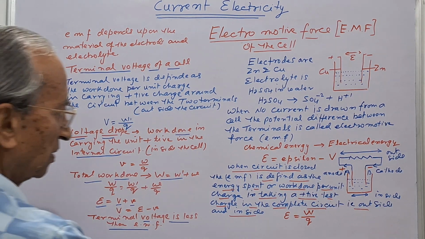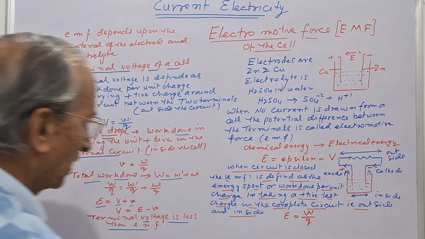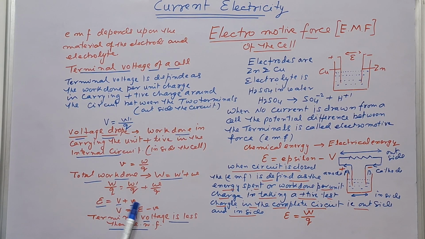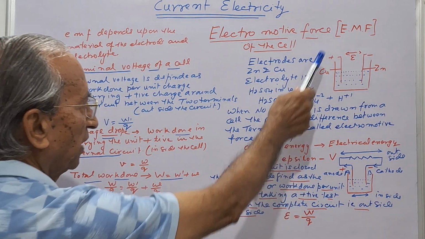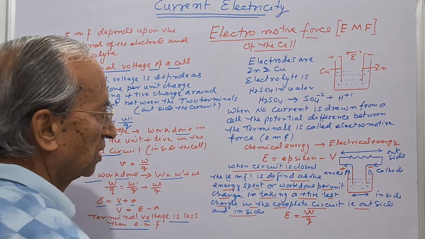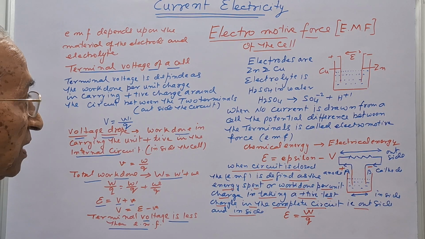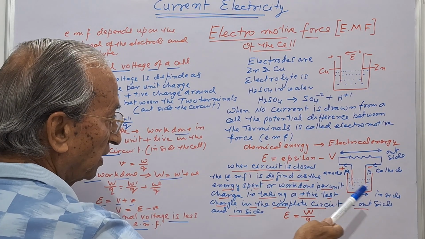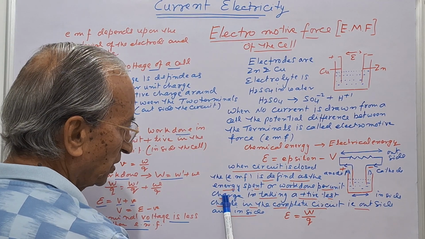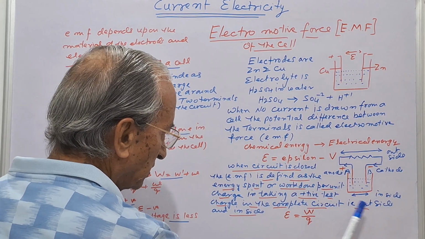Now suppose we draw more current, then there will be more work done inside the cell. So we say that the terminal voltage is always less than the EMF. It is a very important thing. So EMF is simply the potential difference between the two electrodes of the cell when it is not used. But when it is used, that is, taken into the circuit, it is defined as the energy spent or work done per unit charge in taking a positive test charge around the complete circuit, outside and inside.